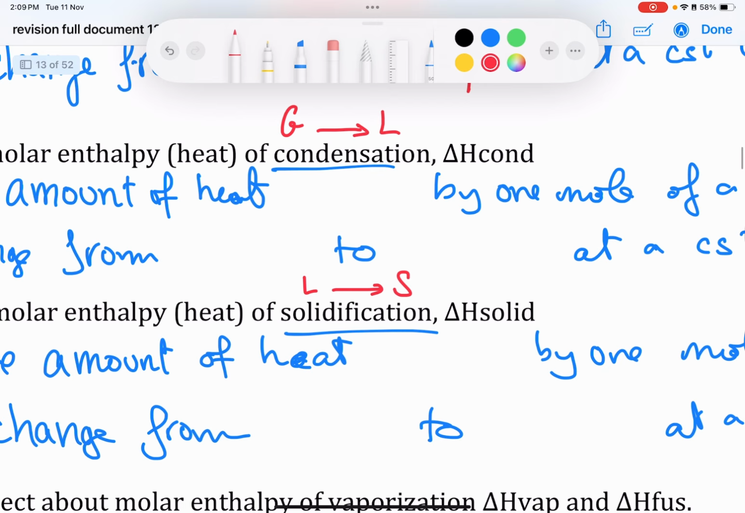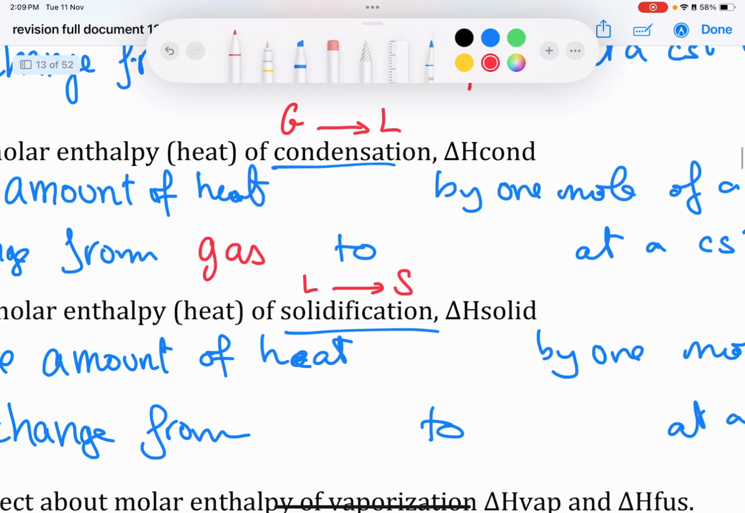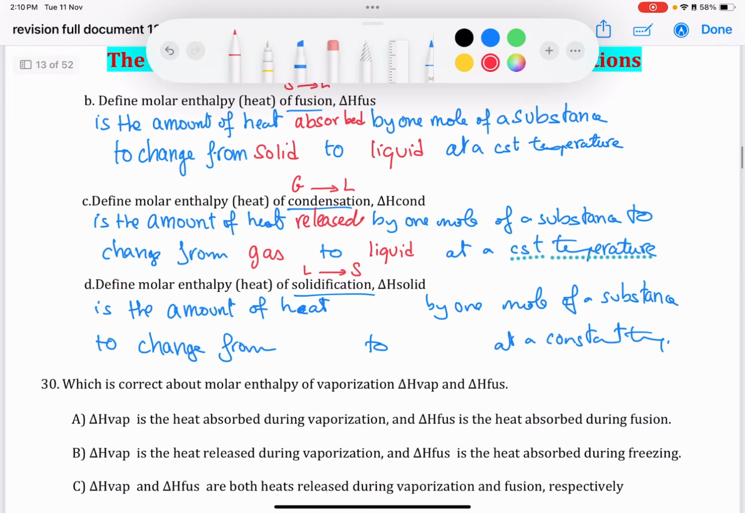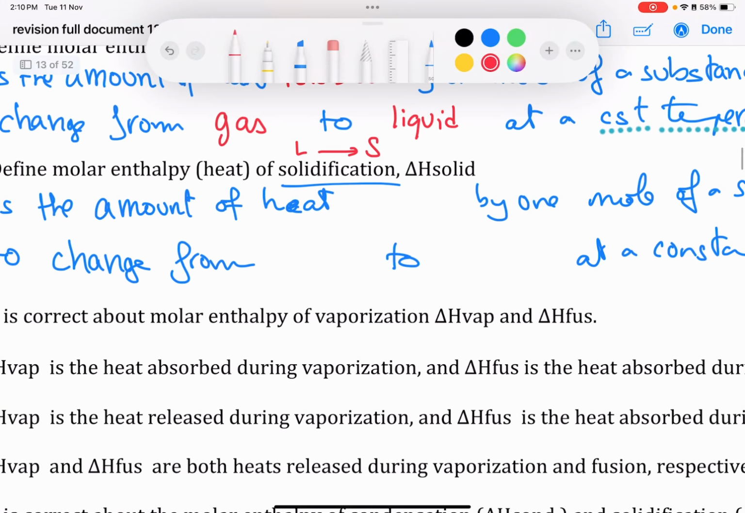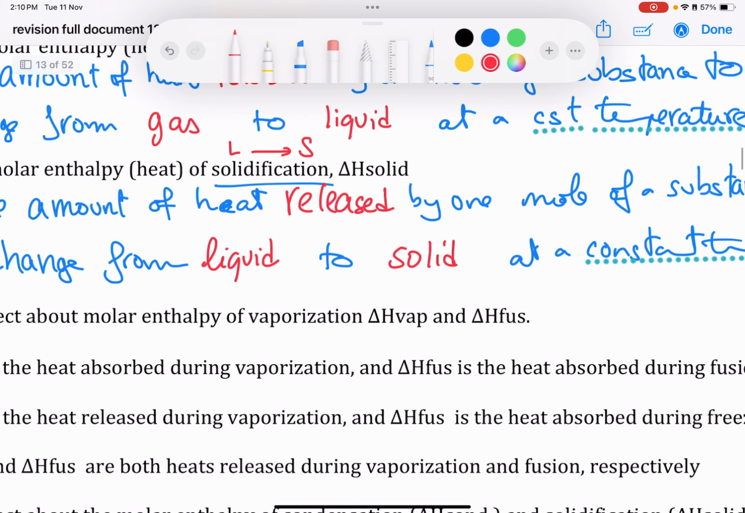Condensation, it's the change from gas back to liquid. So for a gas to go back to liquid, it must release heat. So it's the amount of heat released by 1 mole of a substance to change from a gas to liquid. Solidification, it's a liquid that has to change to solid. And the liquid, to go to solid, it's going to release heat in order to turn into solid.